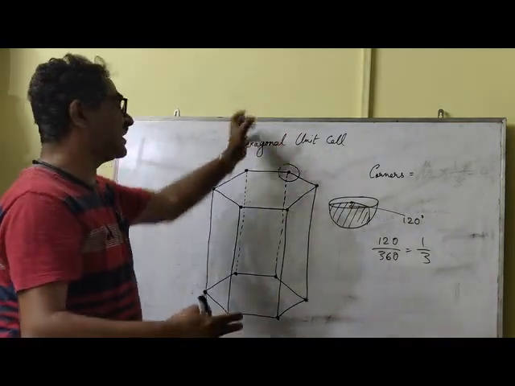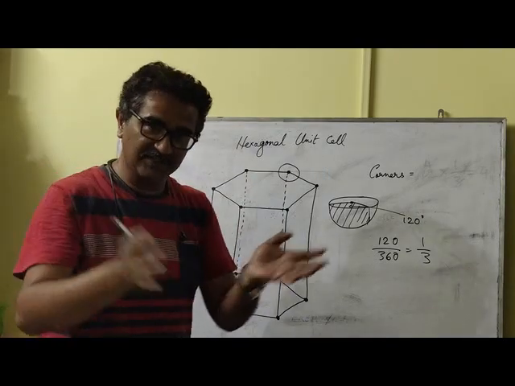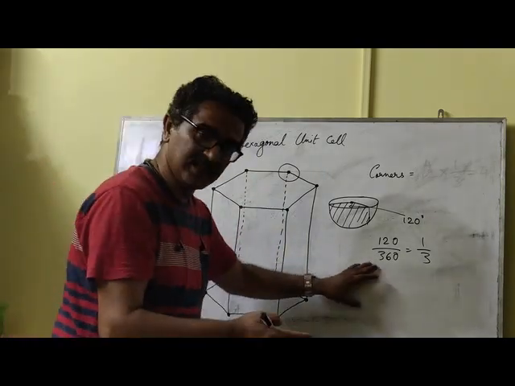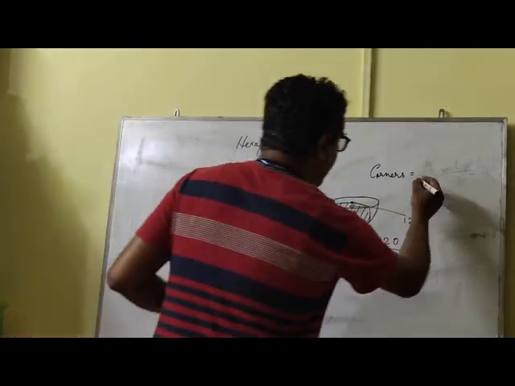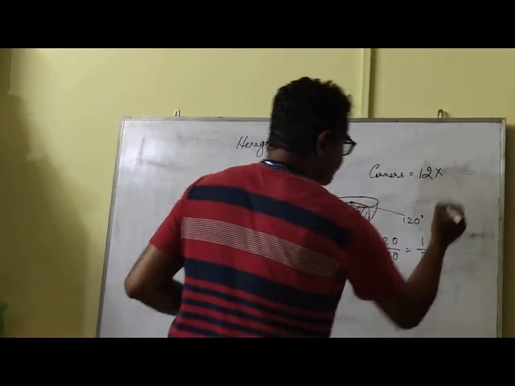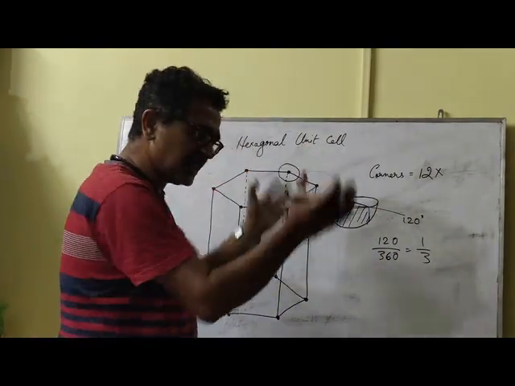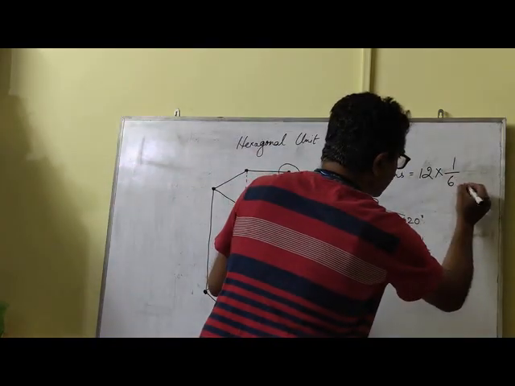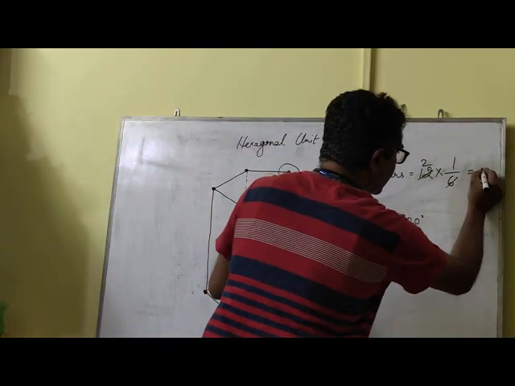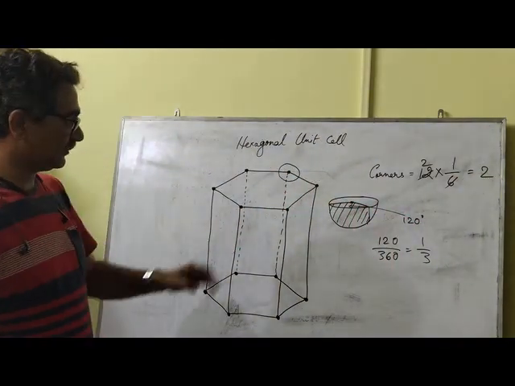If you consider the entire sphere, it will become definitely 1/6 because half the sphere is 1/3. So we had 12 corners, and what portion of the entire sphere is inserted into the hexagonal unit cell? That is 1/6. So 6 into 2 is 12, so we get 2 atoms at the corners. So there are 2 atoms basically.